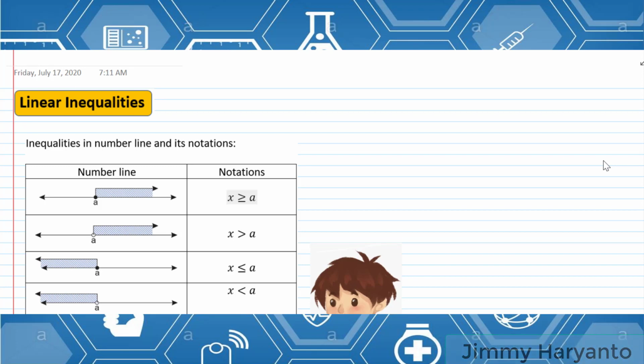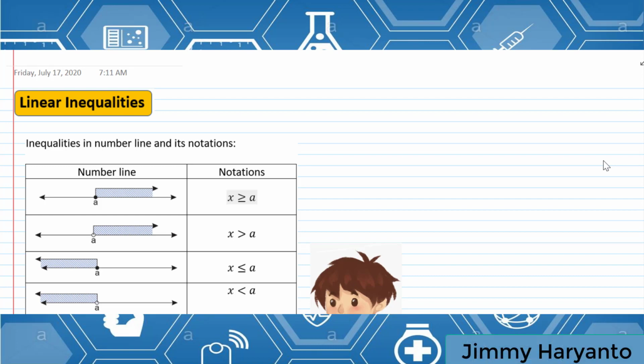Hi guys, still in chapter 1. Today we will talk about linear inequalities. You already learned this in junior high school also. Okay, so I only want to review these linear inequalities.